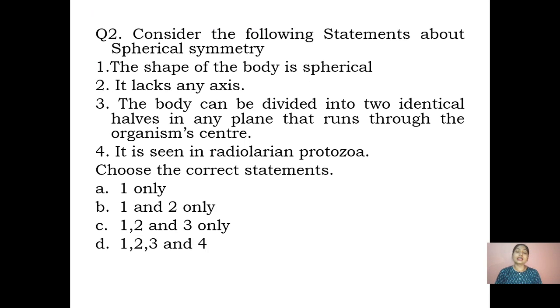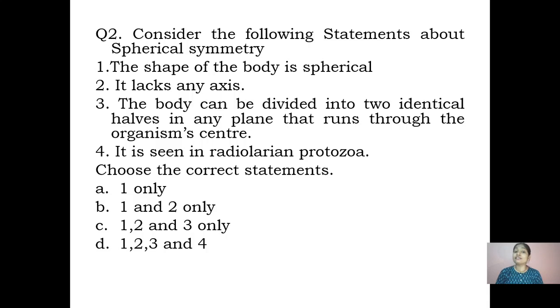Second question. Consider the following statements about spherical symmetry, and we are supposed to choose the correct statement. So we have to analyze whether the statement given is right or wrong, true or false. The shape of the body is spherical. We are speaking about spherical symmetry, and the shape of the body is spherical. So yes, let's assume this is true. It lacks any axis. Yes, in the very beginning we learned that in spherical symmetry, there is no definite axis. The body can be divided into two identical halves in any plane that runs through the organism's center.